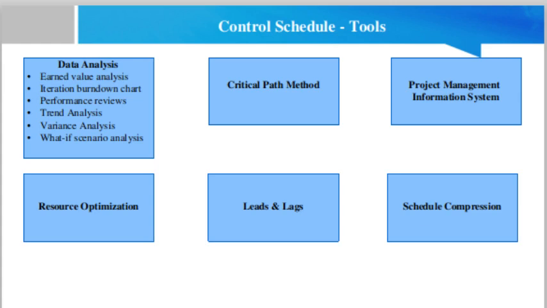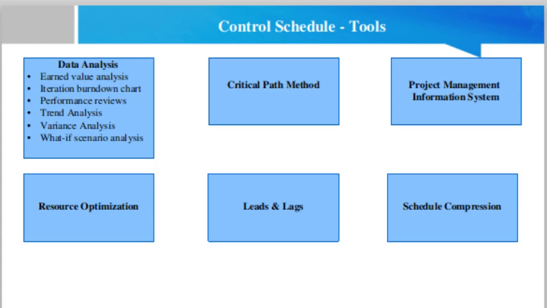Then iteration burn down chart. This chart tracks the work that remains to be completed in the iteration backlog. It is used to analyze the variance with respect to an ideal burn down based on the work committed from iteration planning. Performance reviews.